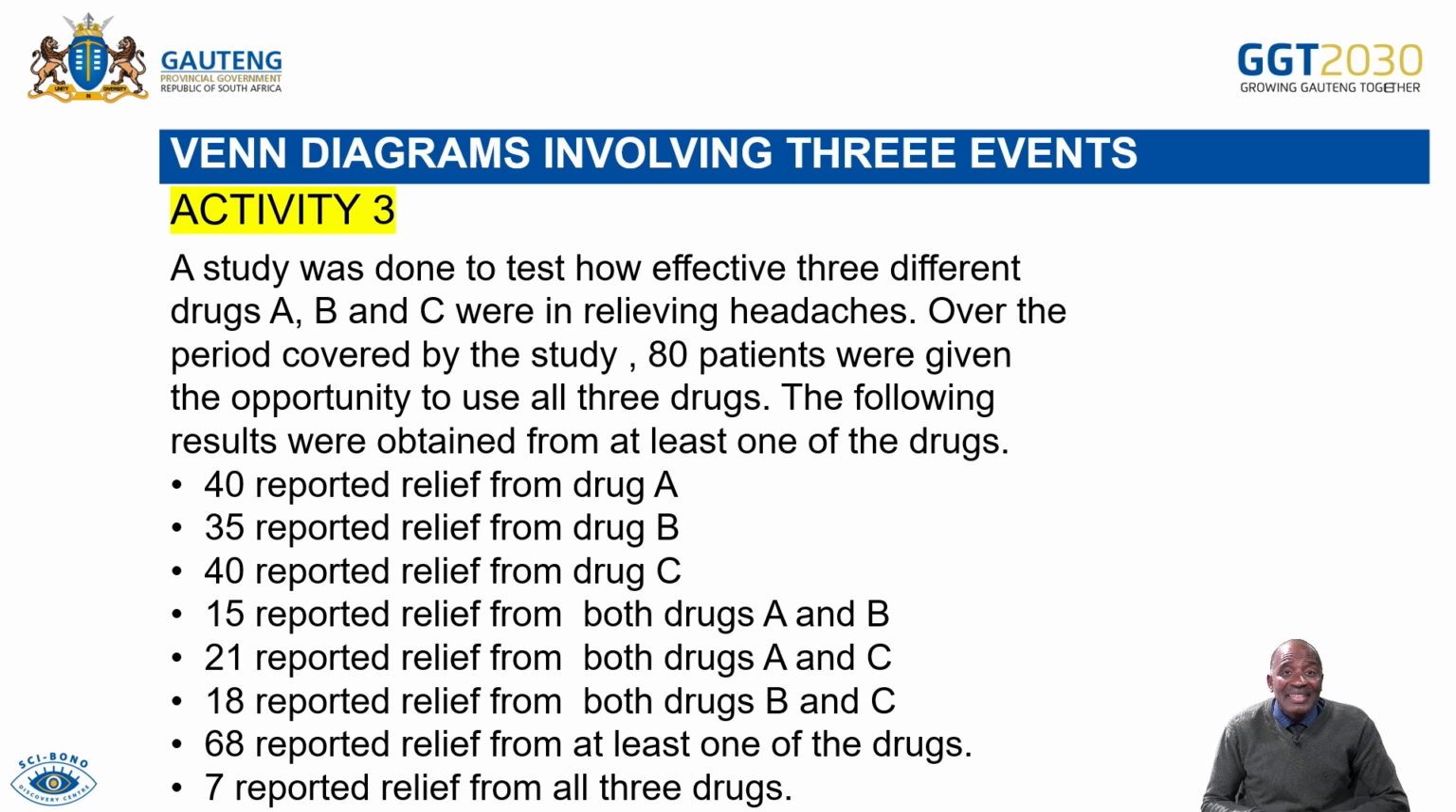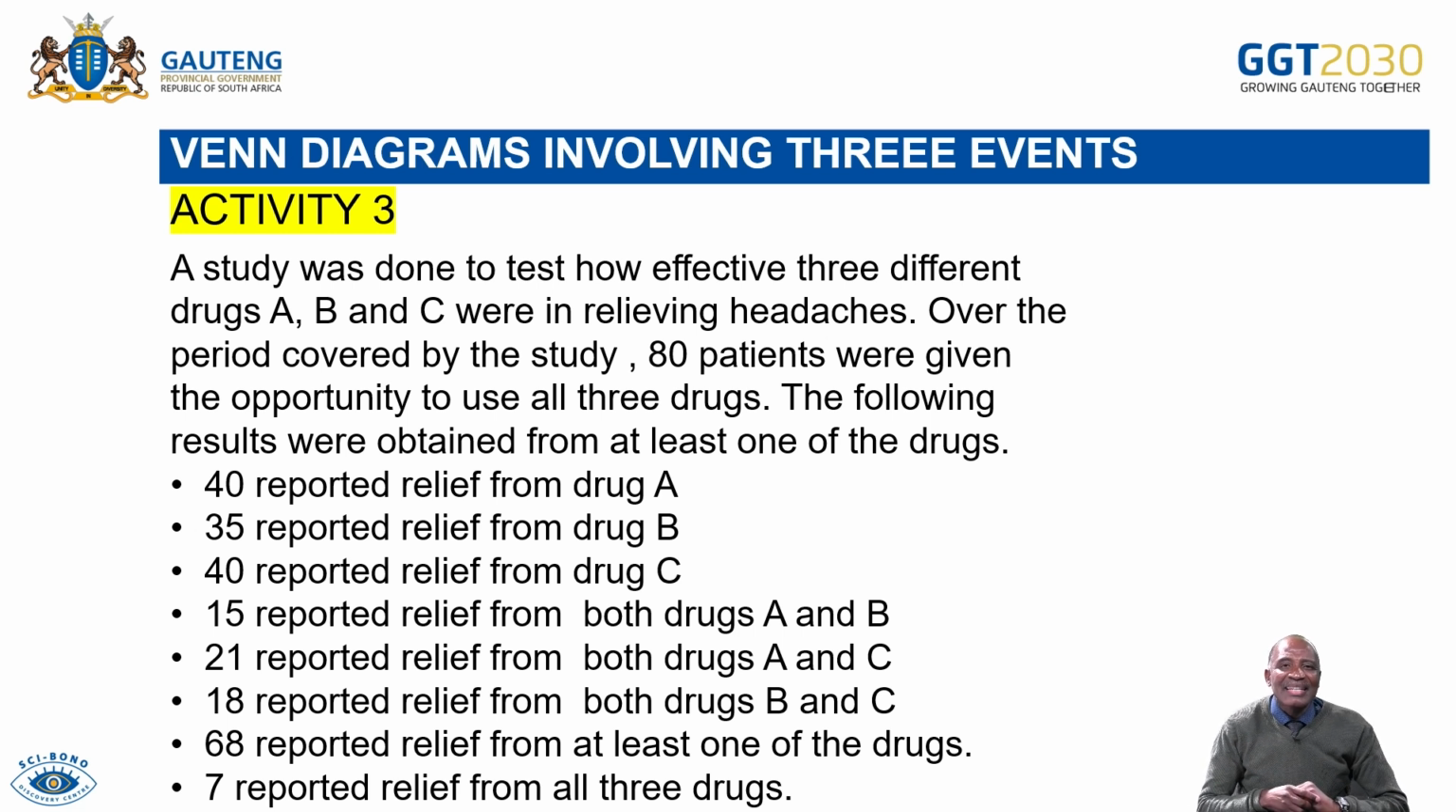Remember, they took all the 3 drugs. 15 reported relief from both drugs A and B. 21 reported relief from both drugs A and B. Already, as you are reading through, the question is getting more and more complicated, meaning these are connected. There are some relations involved. So the most appropriate diagram for such a question can only be a Venn diagram. These are the types of diagrams that John Venn worked on and came up with a diagram that can help us to tackle such questions.